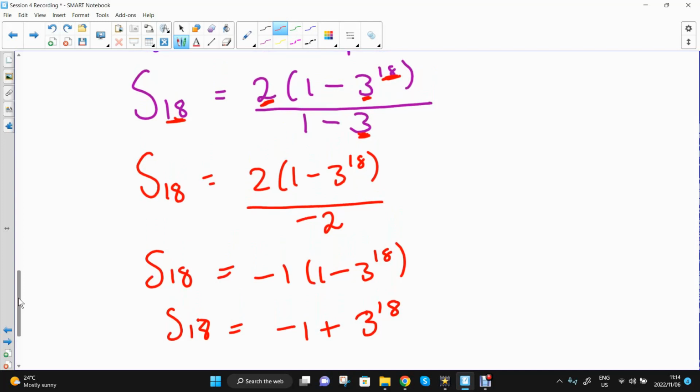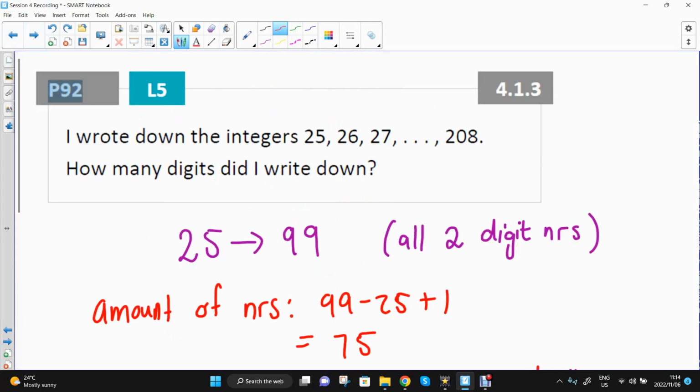All right, so those are all the very useful formulas when it comes to sequences. Now we can jump to the actual question. So let's go and look at the first one. I wrote down the integers 25, 26, 27 all the way to 208. How many digits did I write down?